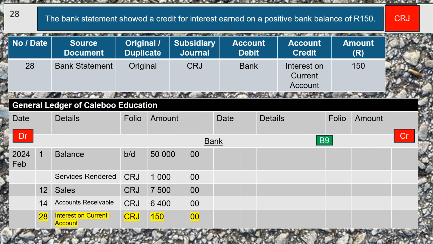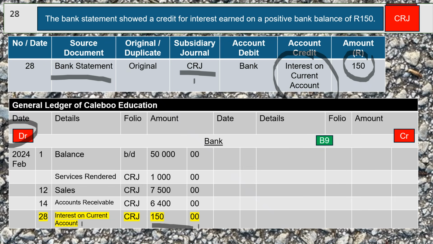Right, then on the 28th, we received a bank statement, and we see we've earned interest on the current account on our positive bank balance. Where's this information recorded? In the cash receipts journal. So bank is debited with the interest amount 150. The name of the other account is interest on current account, and it's recorded under details. Those are all the cash receipts for the month of February.